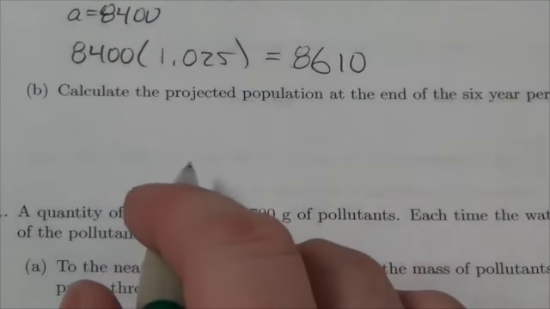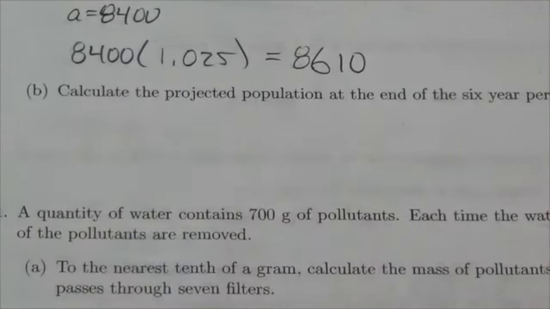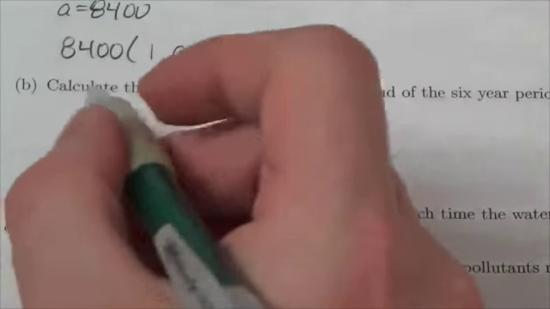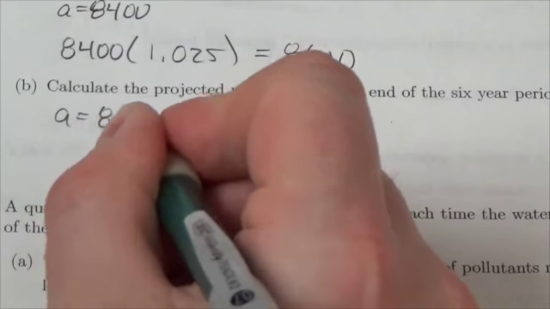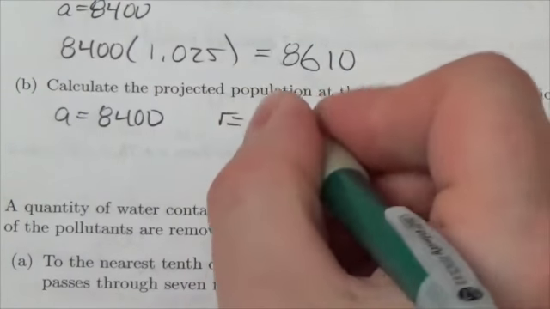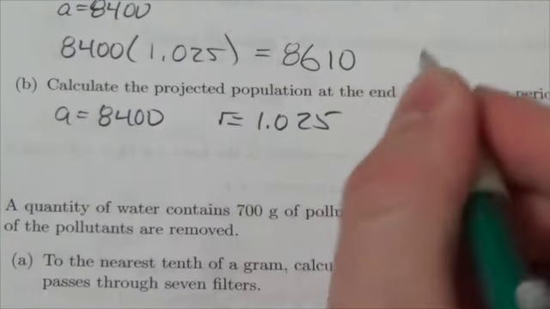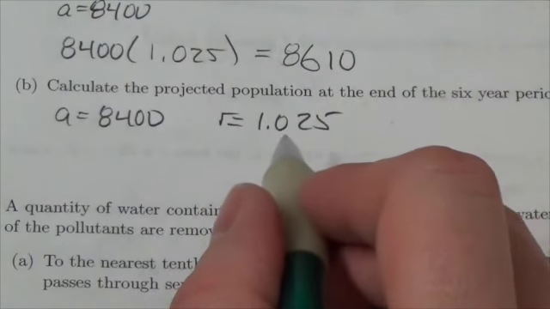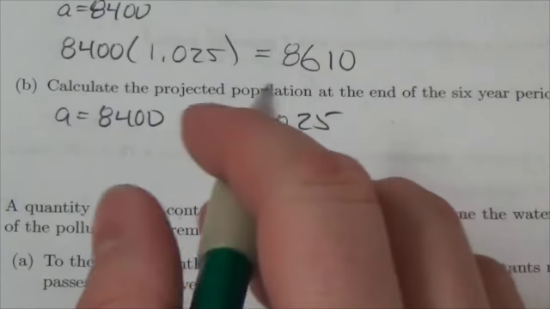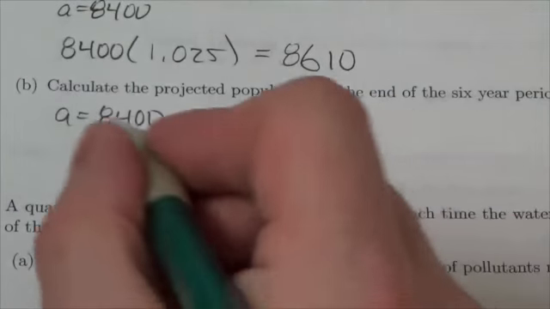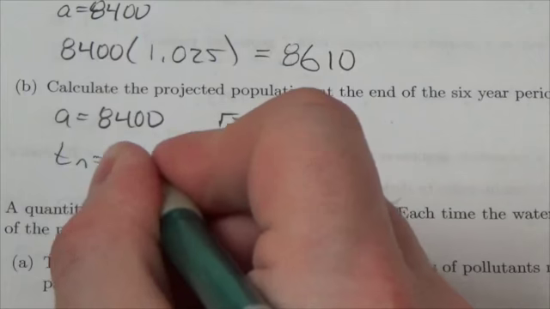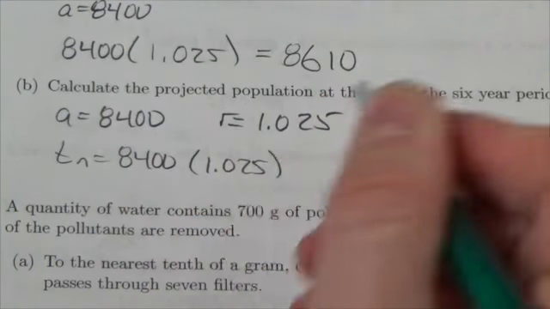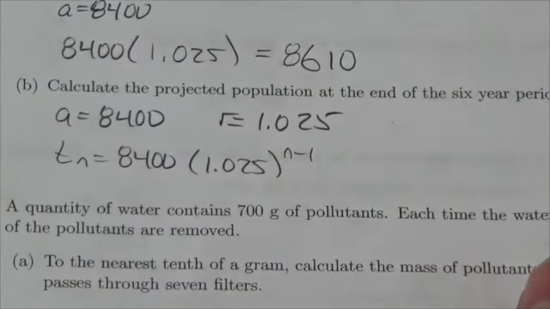Okay, question 30B, calculate the projected population at the end of the 6-year period. So we figured out in the first question that A is equal to 8,400, and that the R value must be 1.025 in order to get growth. That R value has to be bigger than 1 for the values to be growing here. And so now our general term would be 8,400 times 1.025 to the n minus 1.